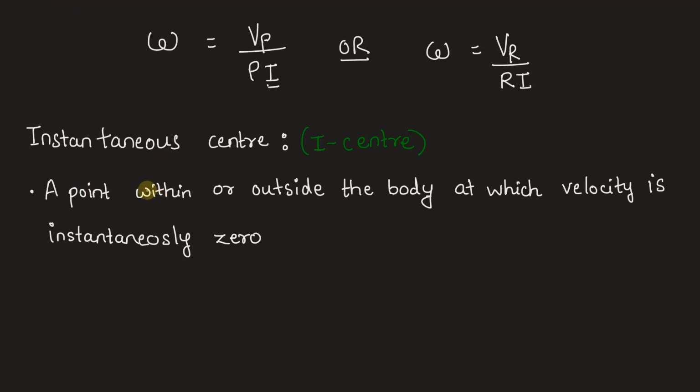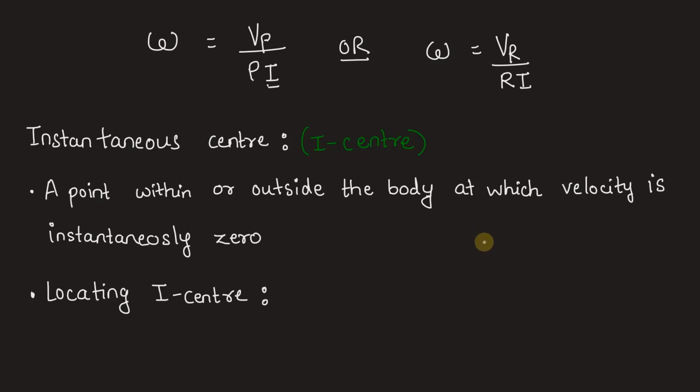It is a point located either within or outside the body which is rotating, and at this point the velocity will be instantaneously zero, meaning it will be zero for a particular instant at that particular point. At another instant, the point may shift and again the velocity will be zero at that next point. So the instantaneous center is valid only for an instant.